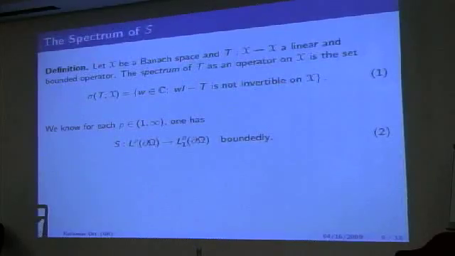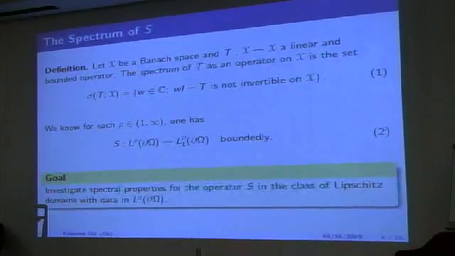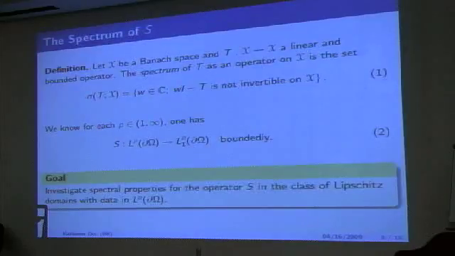Okay, now if I'm going to discuss the invertibility of an operator, then I've now reduced this to a spectral question. So I remind you that if we have a bounded operator on a Banach space, then we define its spectrum to be the set of all complex numbers w such that w times the identity minus our operator is not invertible on that space. And we know for each p between 1 and infinity that this boundary version of our single layer potential operator is bounded from L^p into L^p_1. So I am going to be interested in looking at the spectral properties of this operator S, again in our class of Lipschitz domains, with our data taken from the space L^p of the boundary.